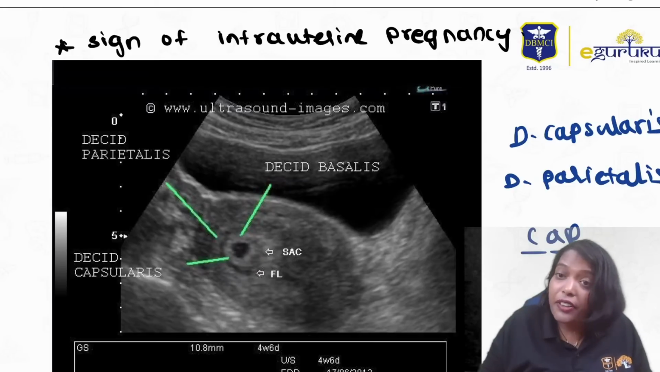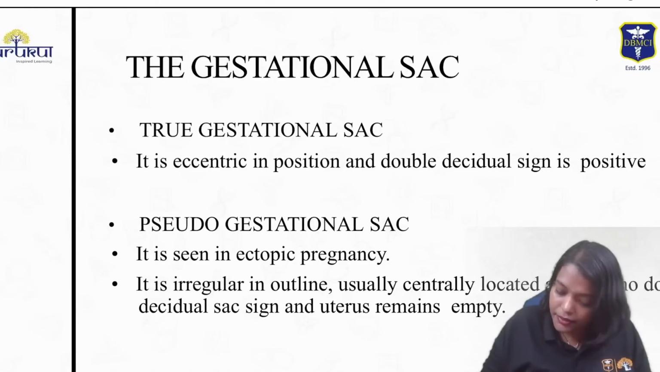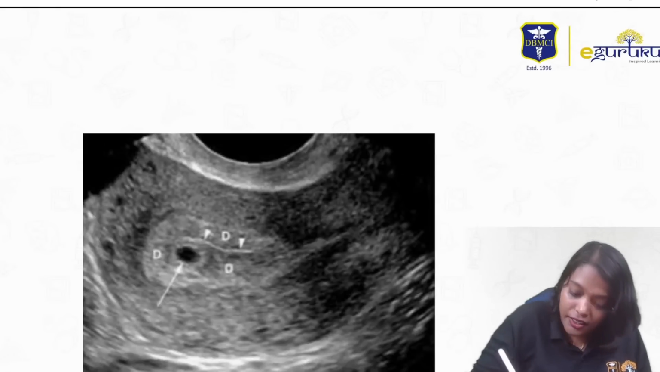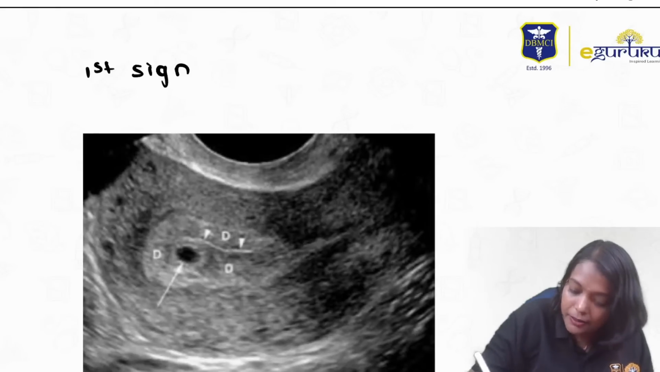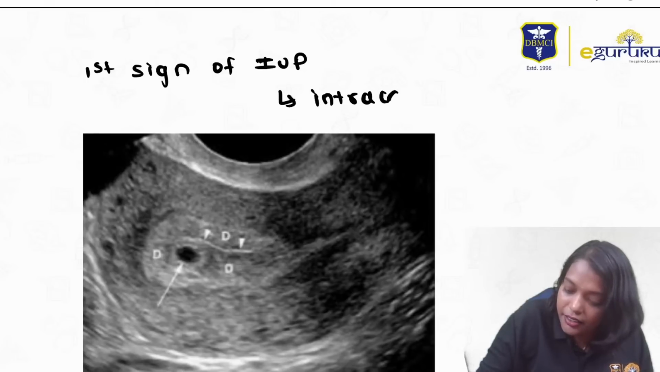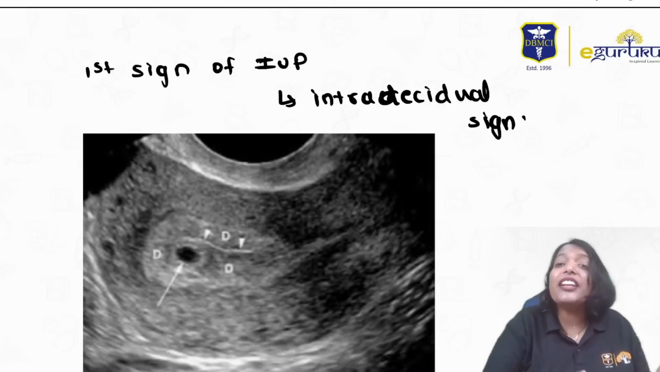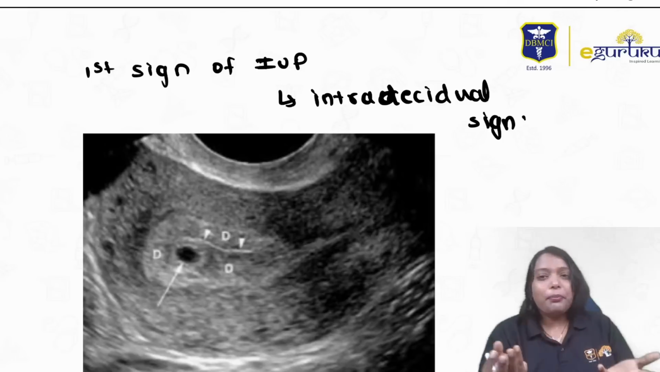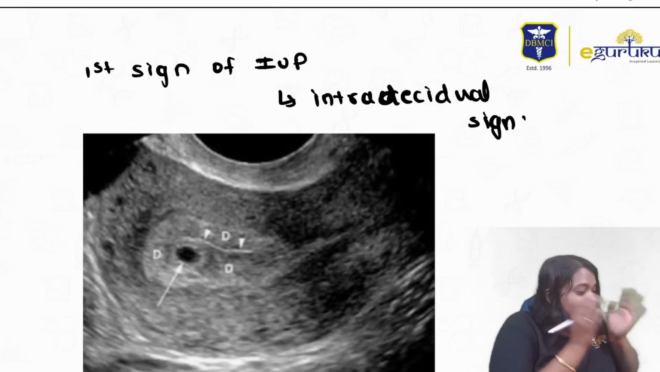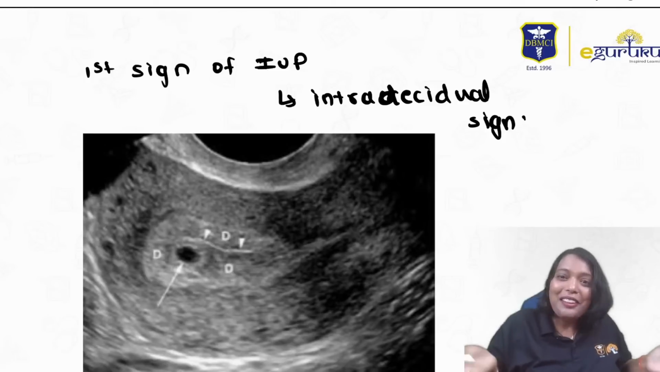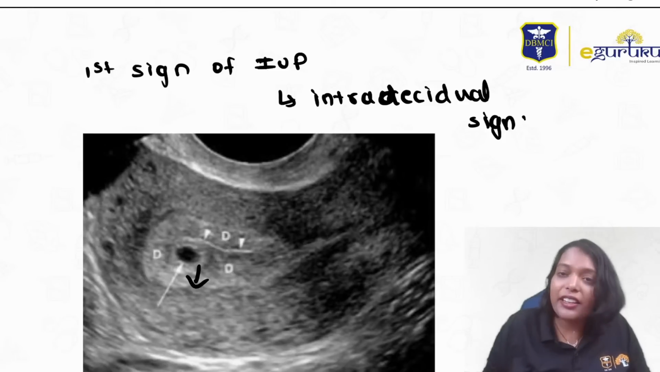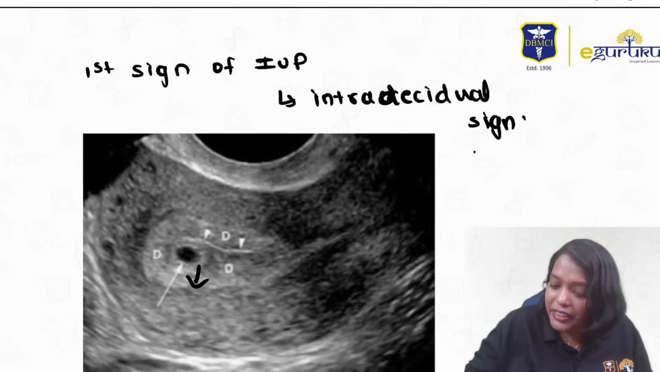The first sign of intrauterine pregnancy is intradecidual sign, guys. That is, the gestational sac will be eccentric in position. So, simple fundamental. If you are parking a car, will you park in the center or in the parking lanes? Parking lanes. Here also baby will be parked in the lane, not in the center. So intradecidual sign is nothing but the gestational sac being eccentric in position.